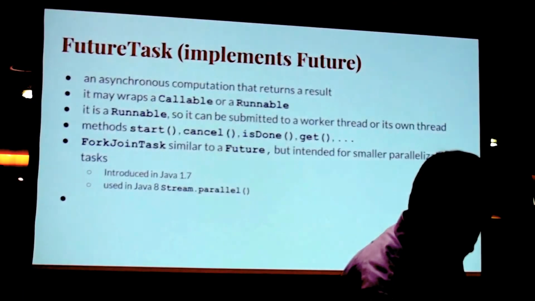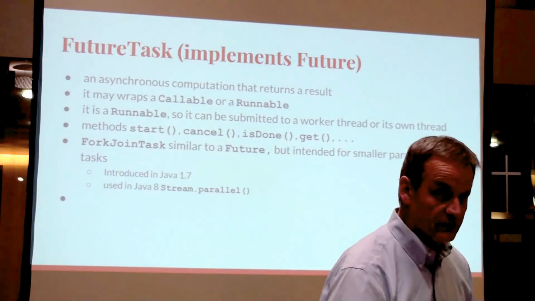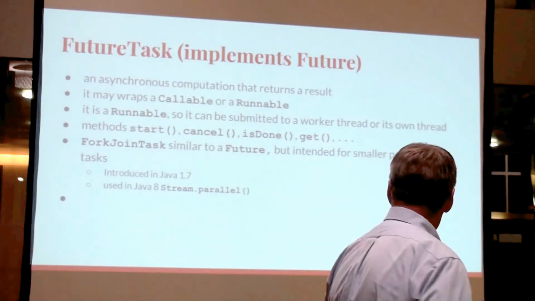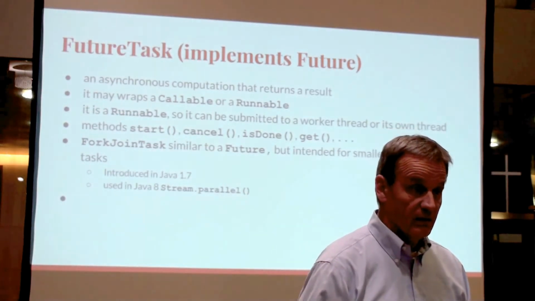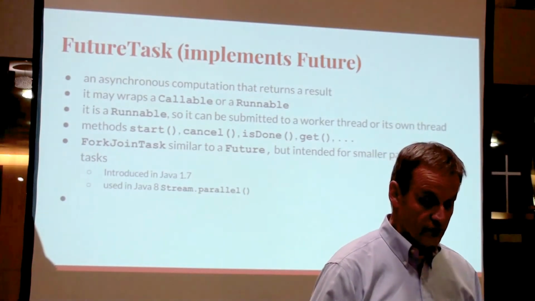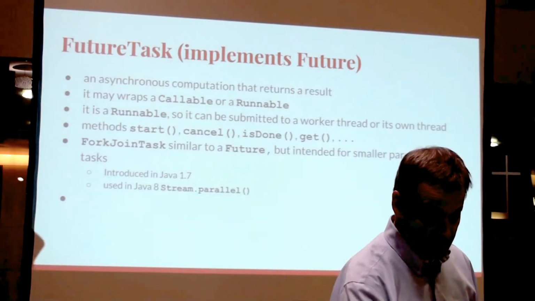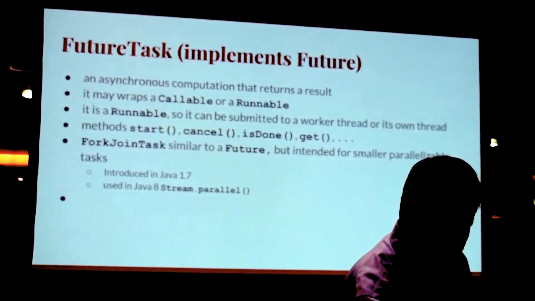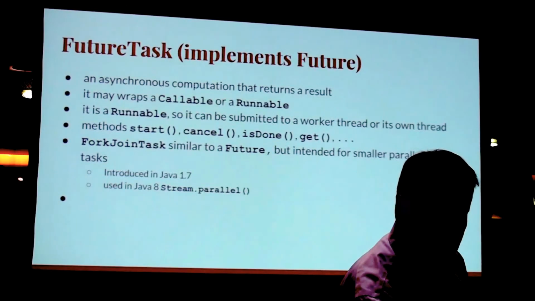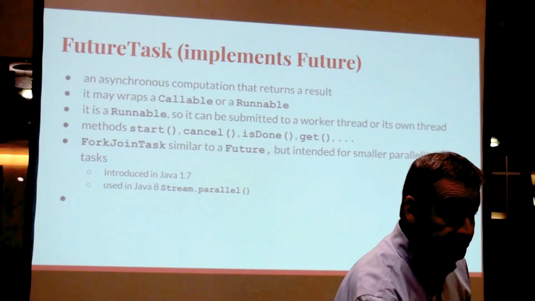And then fork join task was added in 1.7, very similar to future. Java 8 uses fork join task to implement stream parallel. And if I was ever going to use fork join task, I would rather use stream parallel.